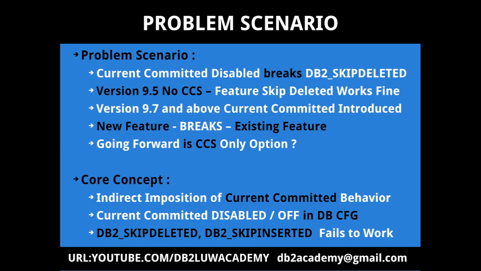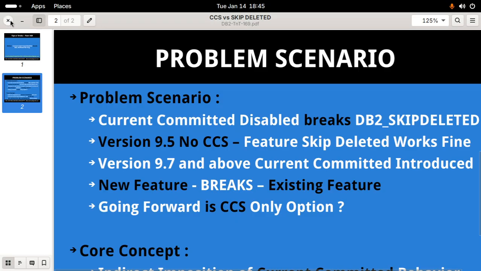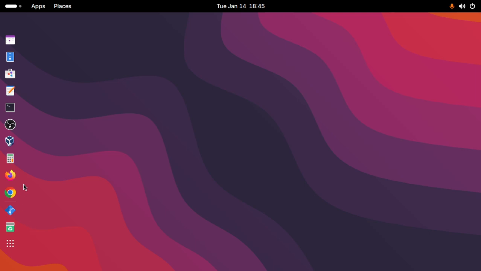If going forward there is an understanding that only current committed semantics is going to be the option, then they should explicitly say so, rather than an indirect imposition of the current committed behavior. If for some reason you don't want to enable current committed semantics and you want skip deleted, skip inserted and eval uncommitted variables to work in a particular way, that should not break the functionality, right? That is why I'm raising this issue. If going forward CCS is the only option, that's absolutely fine, but the knowledge center should be clear about it.